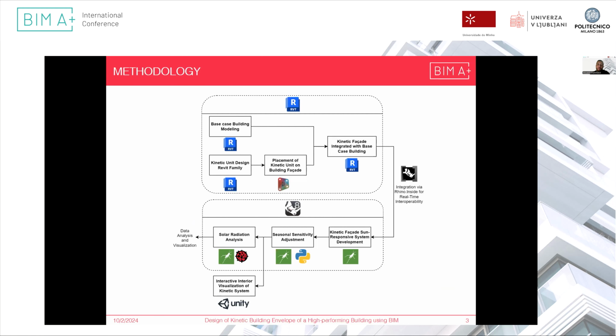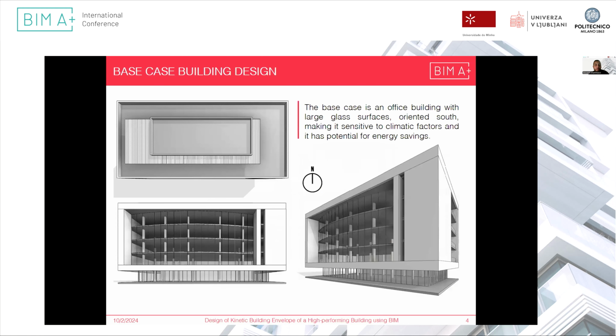So if we start with the base case building design, we chose as a base case an office building with large glass surfaces. Why did we do that? We chose this base case because a large surface oriented south is really sensitive to climatic factors, and it has a huge potential for energy savings.